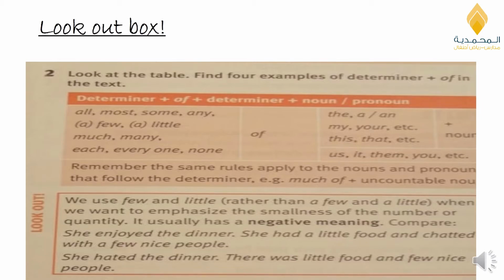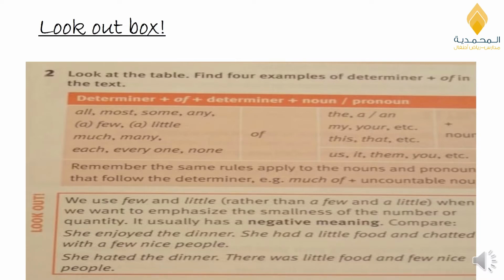Okay, guys, if I got the preposition of, what can I do? I want you to look with me at these determiners to know which rule you're going to follow. If you got the determiner all, most, some, any, a few, a little, much, many, each, everyone, and none, you can use the preposition of after them.